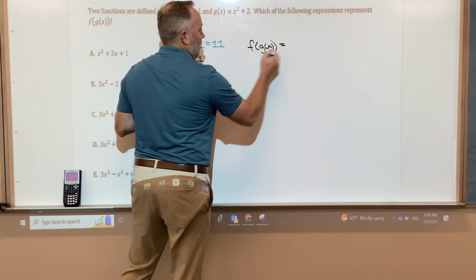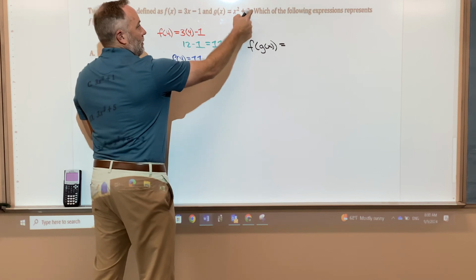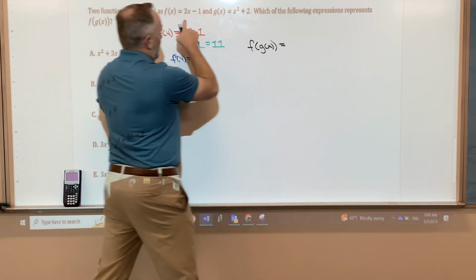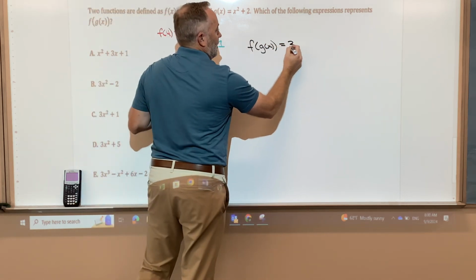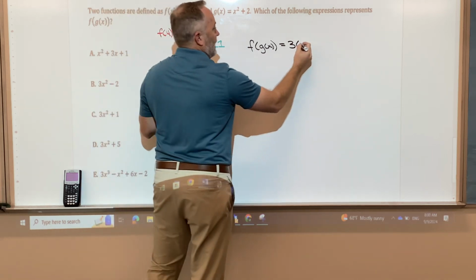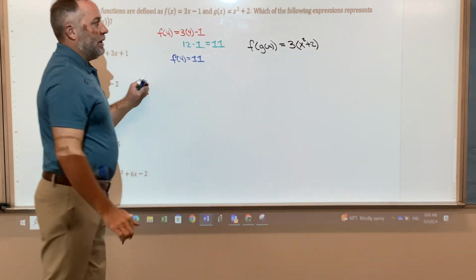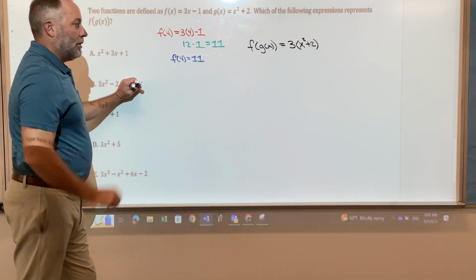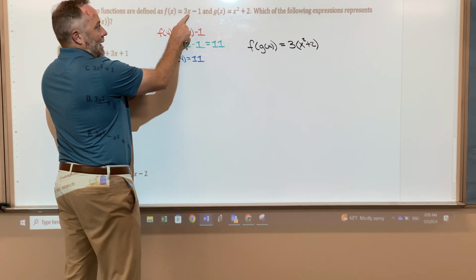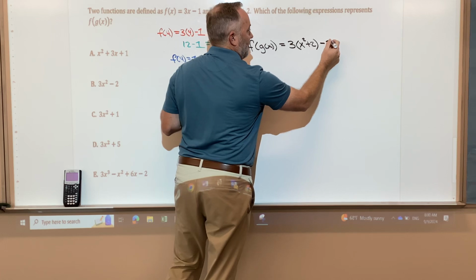So everywhere in f that we see an x, we're going to replace it with the function g of x. So here's what that would look like. Here's f, so 3 times x, but our x is now g of x. So here's g of x, x squared plus 2. And always put that in parentheses. Whatever you're substituting in, put that in parentheses. So I just replaced that x in f with g of x, and then we still have to subtract 1.